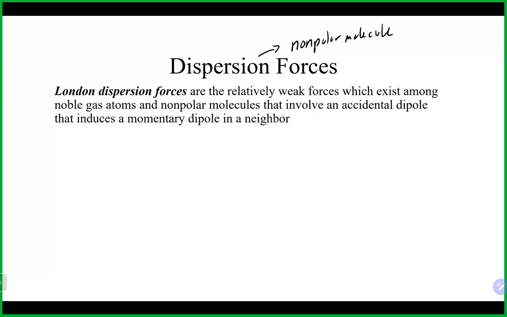So why is that? Well, when you think of a nonpolar molecule, it is essentially neutral, and that is because it has equal sharing of electrons. So there is no negative side, there's no positive side there. And that's kind of bad in the sense of intermolecular forces, because you need a positive side and a negative side to come together.